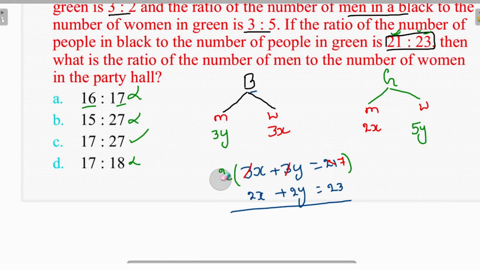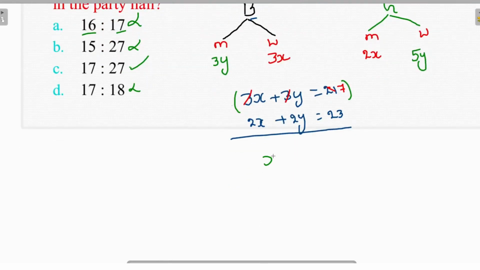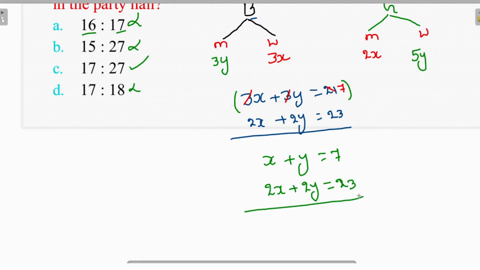Here you have it like this. I will write one more equation, one more time for understanding. x plus y is equal to 7, 2x plus 2y is equal to 23. I can make x constant or y constant. 3 sevens are 21. You can solve it. This is one way. If you solve this equation, you will get the x and y values. Very simple, right? If you solve this equation, you will get the x answer and y answer easily.